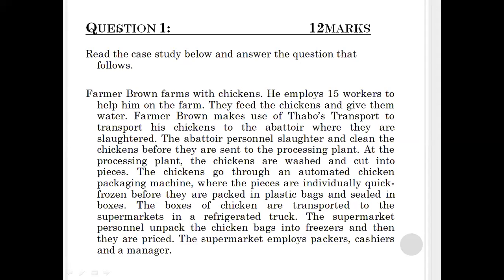The boxes of chicken are transported to the supermarkets in a refrigerated truck. The supermarket personnel unpack the chicken bags into freezers and then they are priced. The supermarket employs packers, cashiers, and a manager.